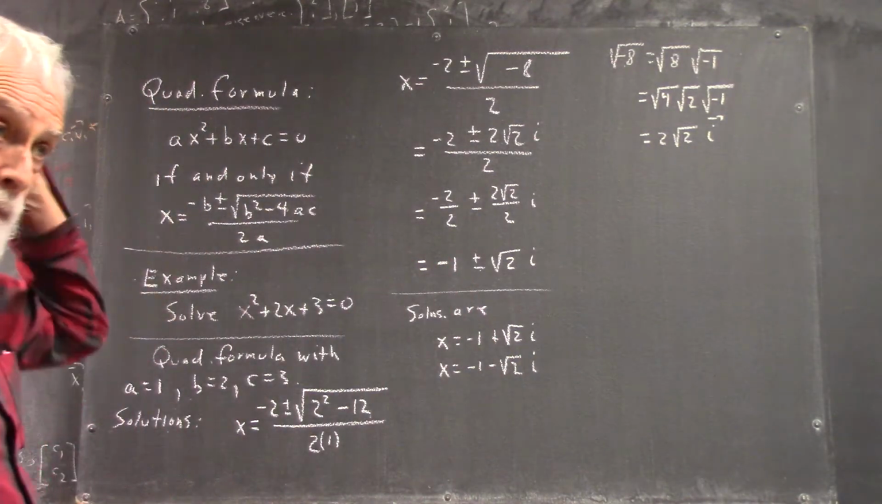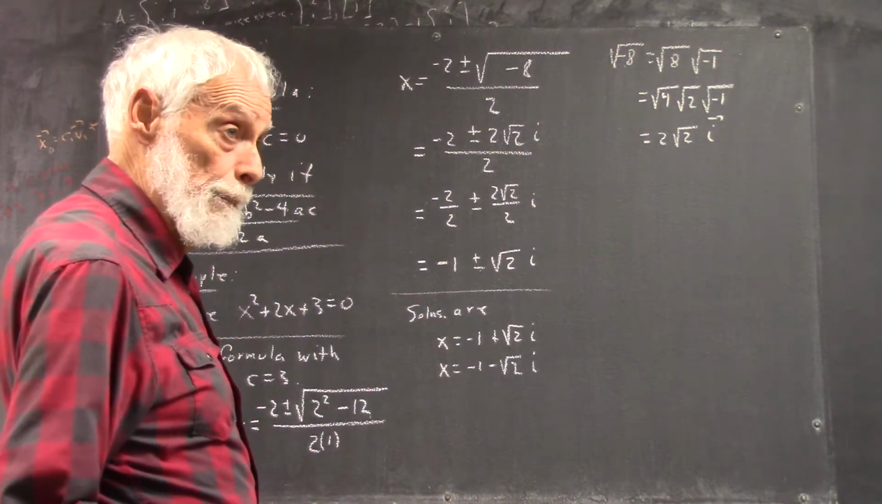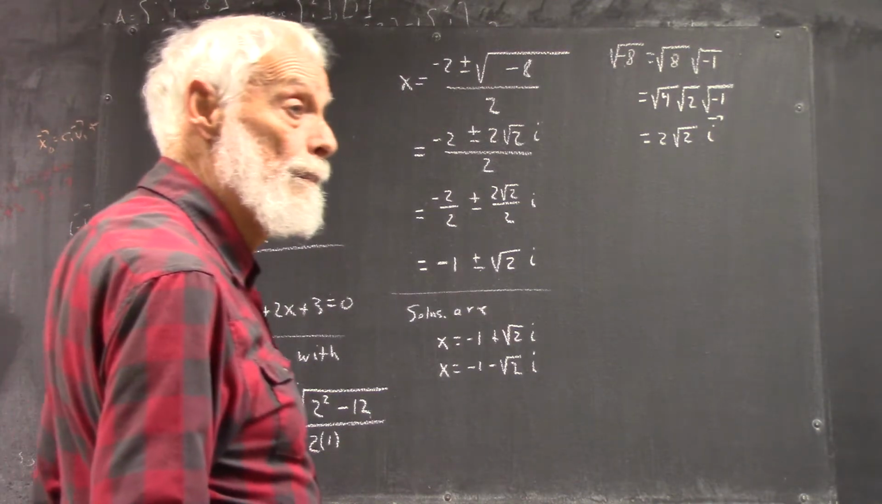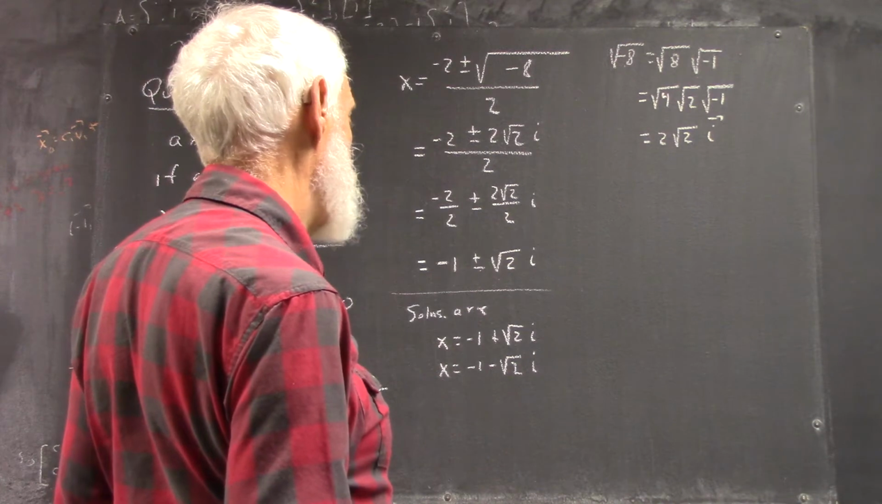Okay? Now what I'd like you to do is multiply those two solutions and see what you get. You get -2 either way, wouldn't you? Huh? Wouldn't you get -2 either way? I don't think so.